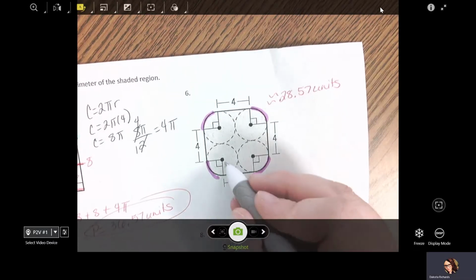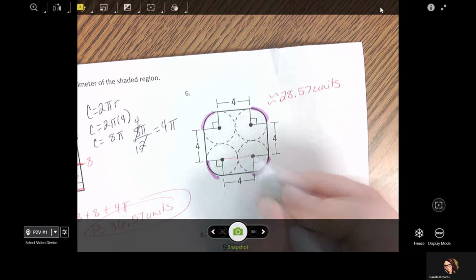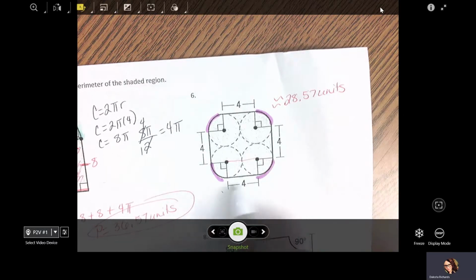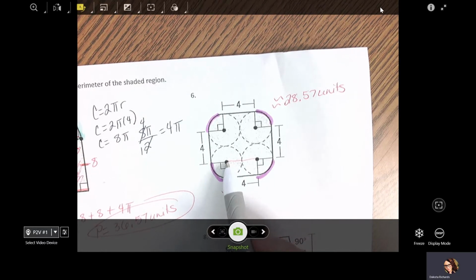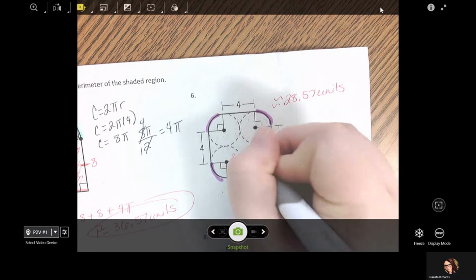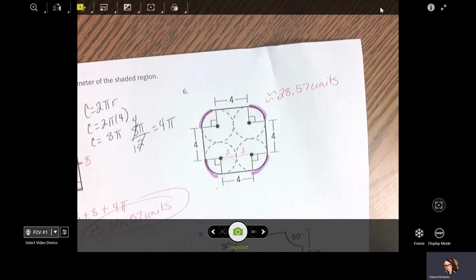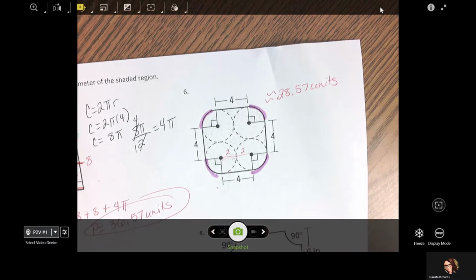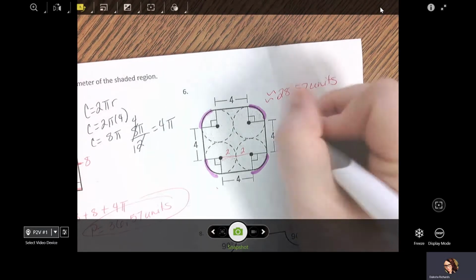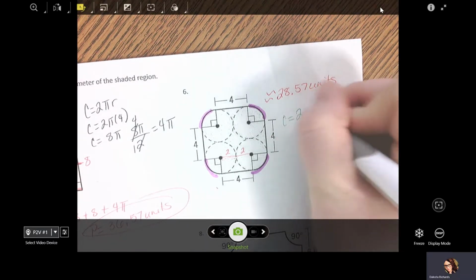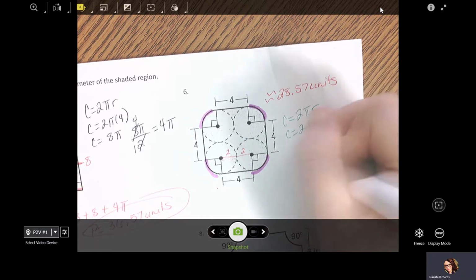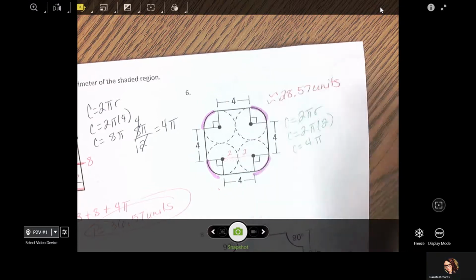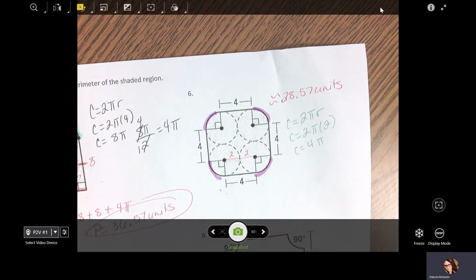So if this distance is 4, right? 4 units. What would the radius be? What would half of 4 be? 2. Okay. So that's the circle that we're dealing with. The radius is 2. So if the radius is 2, circumference is 2 pi times r. So that's going to be 2 pi times 2, which is just 4 pi. So those purple parts that I have outlined, those distances all add up to be 4 pi.